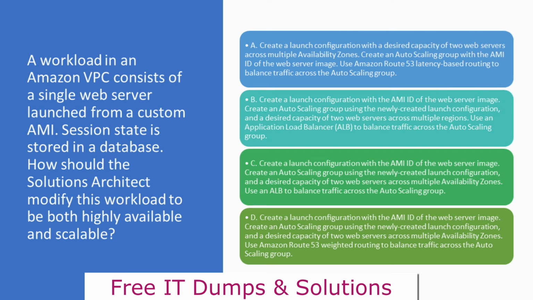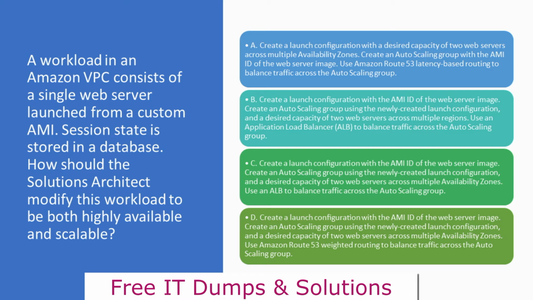A workload in an Amazon VPC consists of a single web server launched from a custom AMI. Session state is stored in a database. How should the solutions architect modify this workload to be both highly available and scalable? Options we have: A. Create a launch configuration with a desired capacity of 2 web servers across multiple availability zones. Create an auto-scaling group with the AMI ID of the web server image. Use Amazon Route 53 latency-based routing to balance traffic across the auto-scaling group.